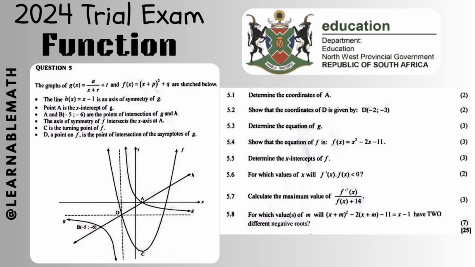Thank you very much for joining us once again, and we are still continuing revising your trial exam paper, and this is a question from the Northwest Province. It was question 5 under function, and we're just going to explore it. Quite a very interesting question, really. A lot of people have been asking to say, can you please do this question, and we're just going to explore it and see how it goes.